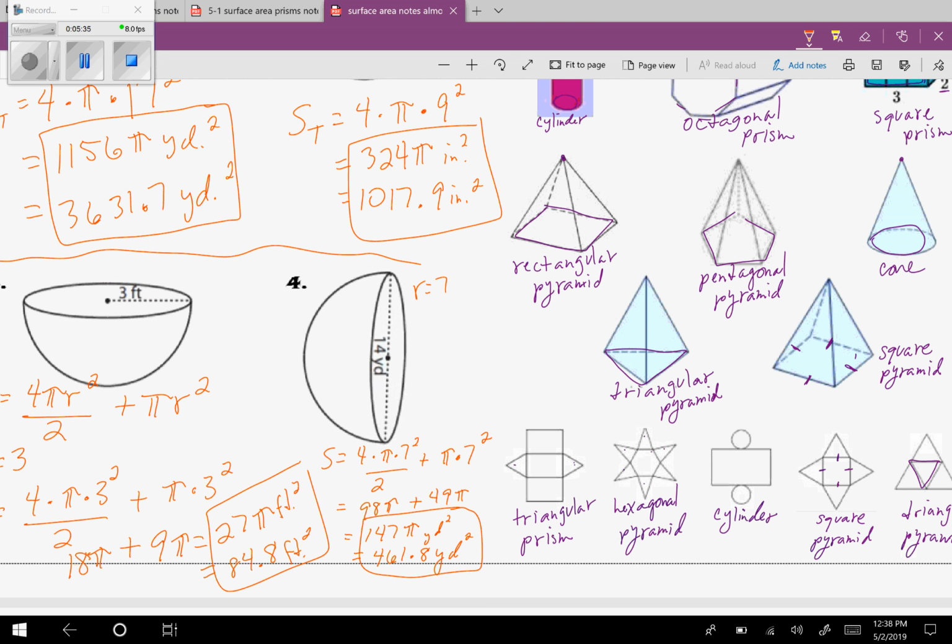All right, so that's it. That's how you find the surface area of a sphere or a hemisphere.